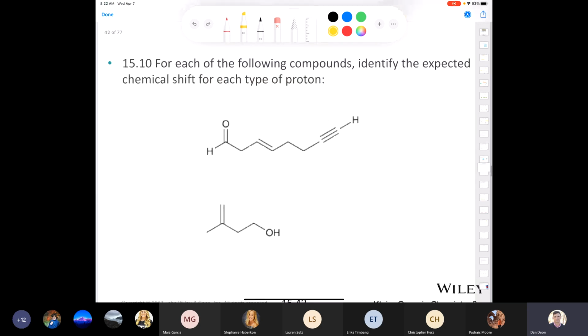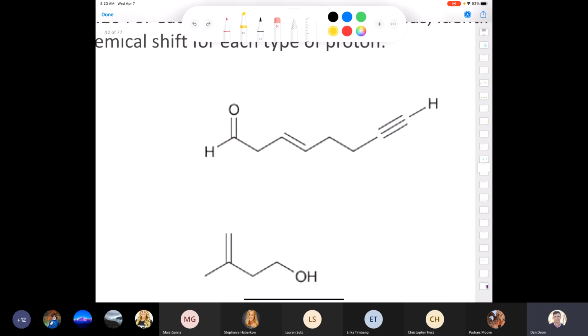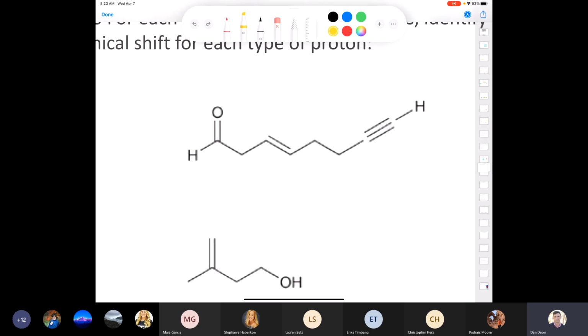With that in mind, let's take a look at a practice problem. This is problem 15.10. I just selected a couple of them here. And it says, for each of the following compounds, identify the expected chemical shift for each type of proton. So I'm going to walk through this with you kind of slowly. We'll start with this first compound. You see we got some cool functional groups in here. We got an aldehyde, we got an alkene, and we have an alkyne.